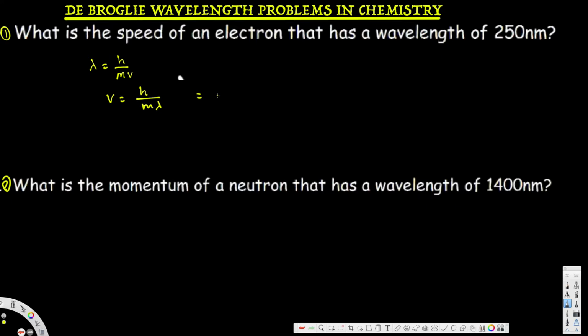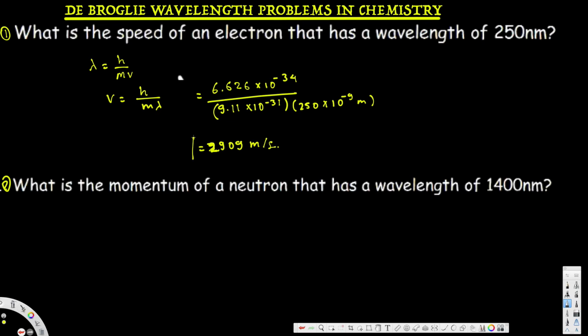Planck's constant always remains the same, that is 6.626 times 10 to the power of minus 34. And the mass of an electron is 9.11 times 10 to the power of minus 31. And the wavelength is provided, that is 250 nanometer. Nano is 10 to the power of minus 9, so we have to multiply 250 by 10 to the power of minus 9, and that's going to give us meter. And if you calculate this one, you're going to get 2909 meter per second. So that's going to be our final answer.